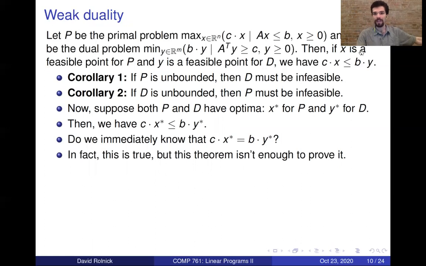That means, by this theorem, weak duality, that if y is a feasible point for the dual, then b.y has to be bigger than all of those. It has to be bigger than 1,000, but it also has to be bigger than 1,000,000 and 1 billion and any number that you pick. But it can't be bigger than any number. And so there can't be a y. So if P is unbounded, then D has to be infeasible. And similarly, if D is unbounded, then P has to be infeasible.